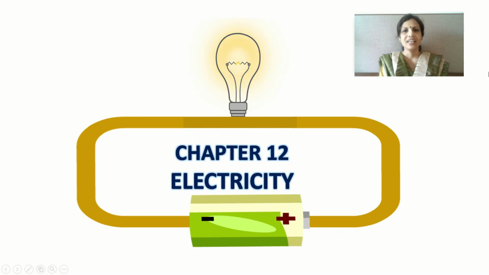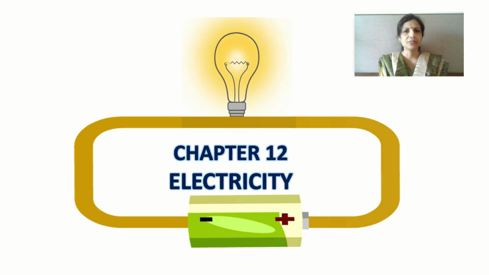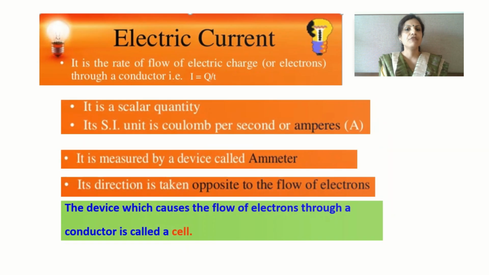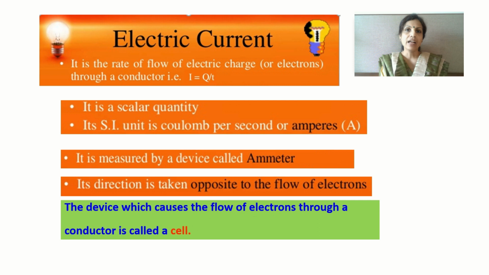Hello children, in the previous video lesson we started with chapter number 12, electricity, and we discussed what an electric current is. Electric current is the flow of electric charge, and electrons in an atom are the charge carriers. Electrons carry negative charge and they are responsible for carrying electricity through the conductor. This electric current is given by the formula I is equal to Q upon T, where I is electric current, Q is the charge and T is the time.